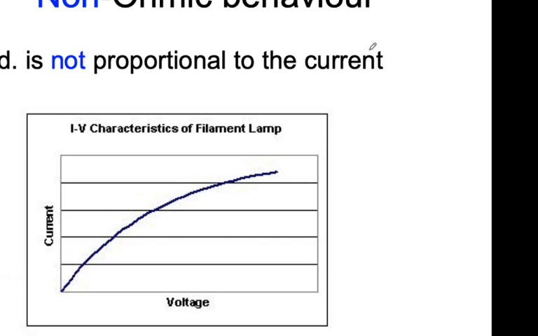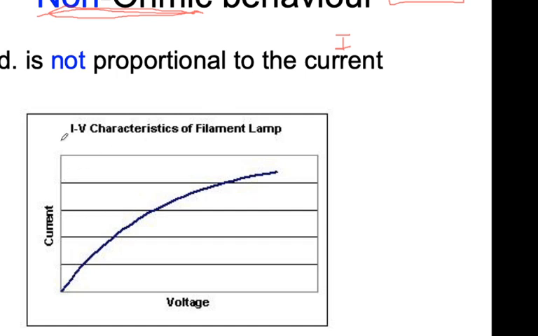V is not always proportional to current because some materials act with non-ohmic behavior. They don't follow Ohm's law where V is equal to I R. So that's our Ohm's law. So when something is non-ohmic, we no longer have this proportional relationship between voltage and current.